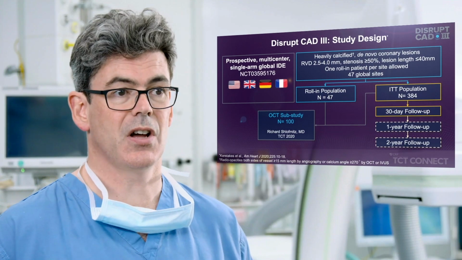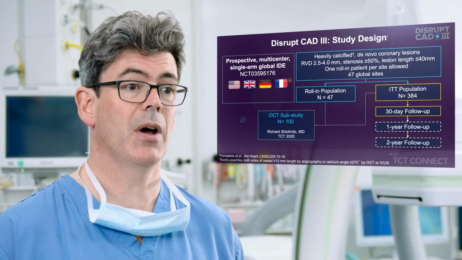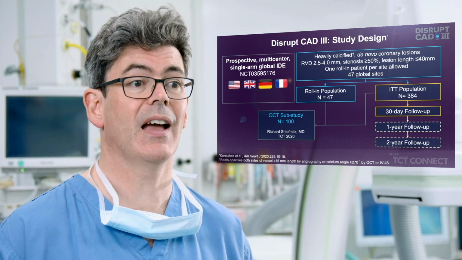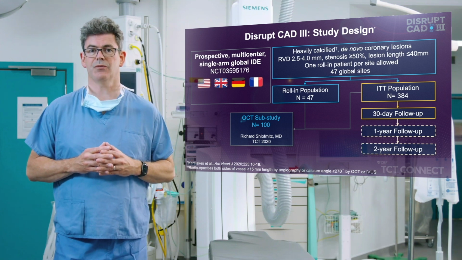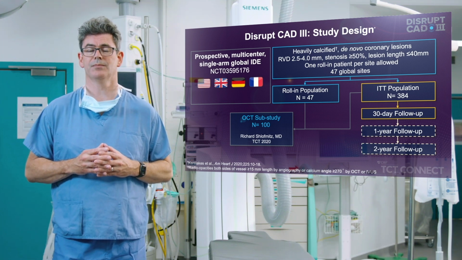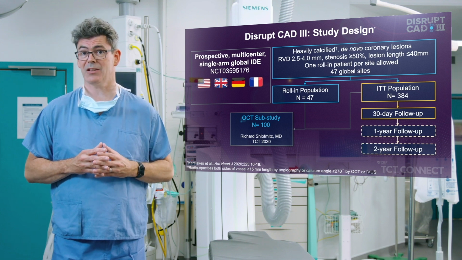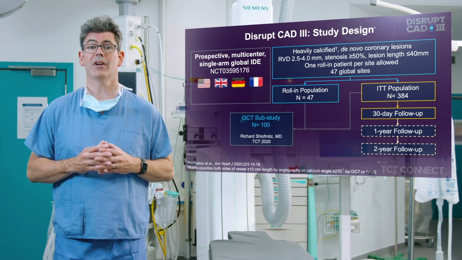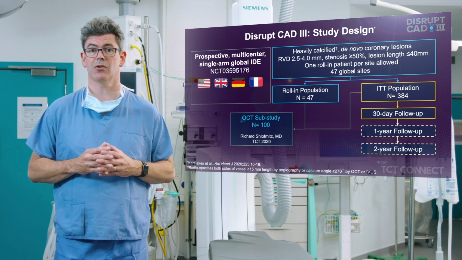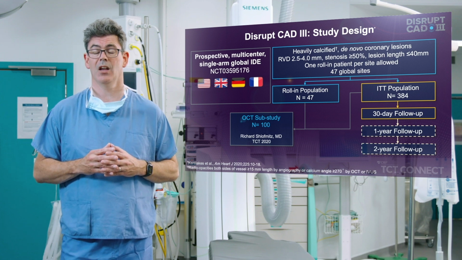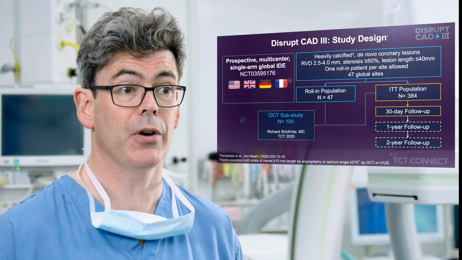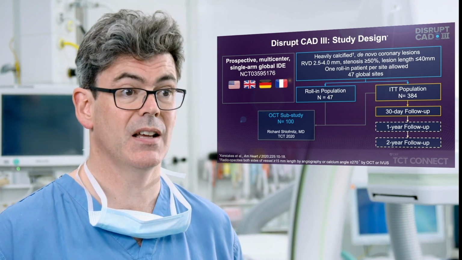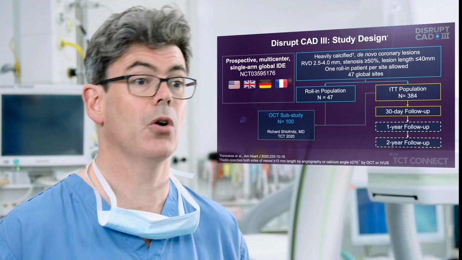The CAD III study design is a prospective, multi-center, single-arm global IDE study performed in 4 countries, the US, UK, Germany, and France. Patients with heavily calcified de novo coronary lesions were enrolled. This definition includes radioopacities on both sides of the vessel extending at least 15 millimeters in length by angiography, or a calcium angle at least 270 degrees by intravascular imaging. Reference vessel diameters had to be 2.5 to 4 millimeters, and stenosis severity had to be at least 50%, and lesion length had to be 40 millimeters or less.